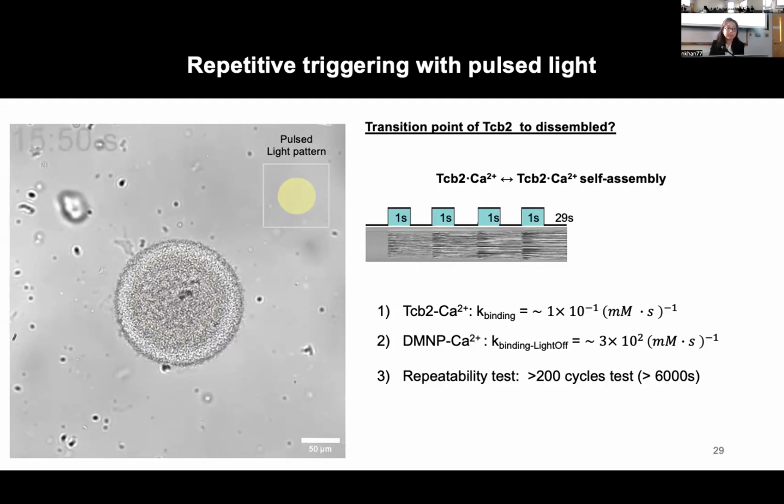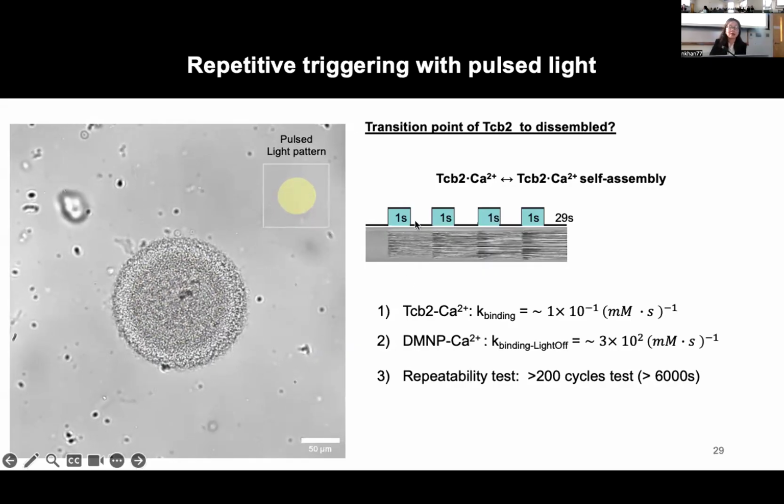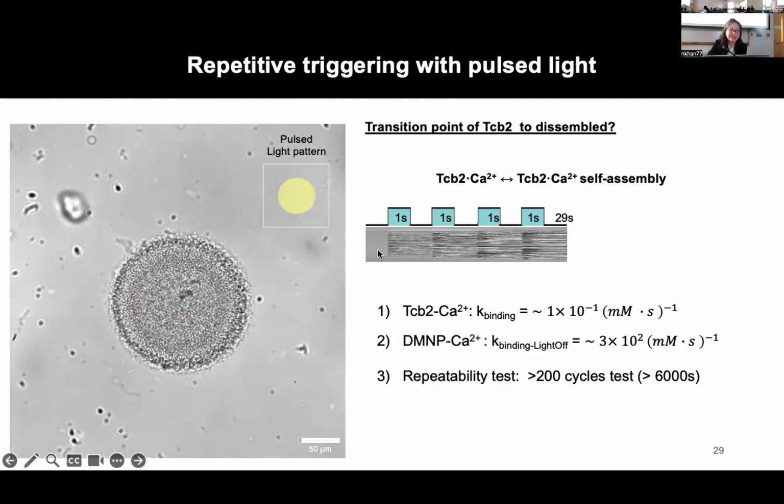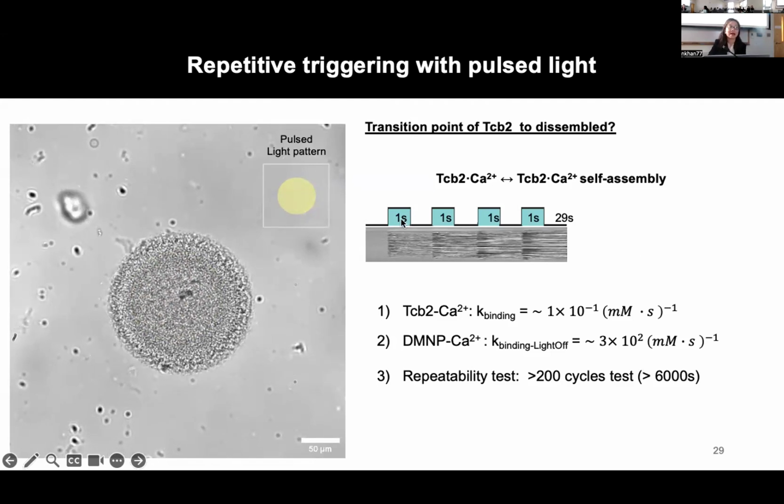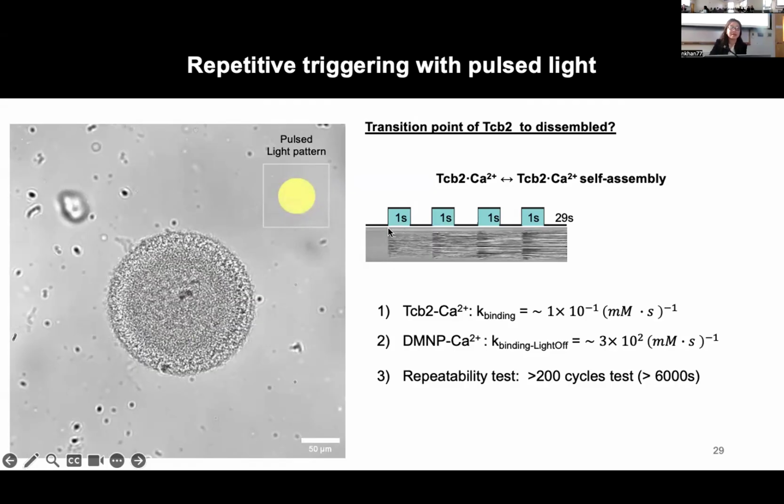Let me go to the cartoon graph again to help you understand. I gave the light as 1 second on and 29 seconds off. In the cartoon graph, when I give the 1 second of light, they form the network immediately. Then when I turn off the light, you see it slowly disassemble, and the whole network disassembles.